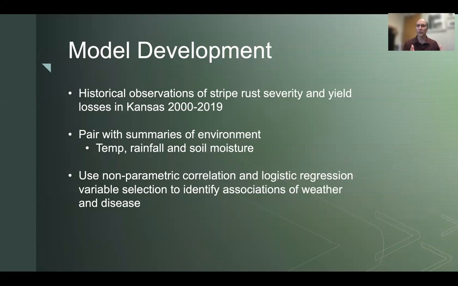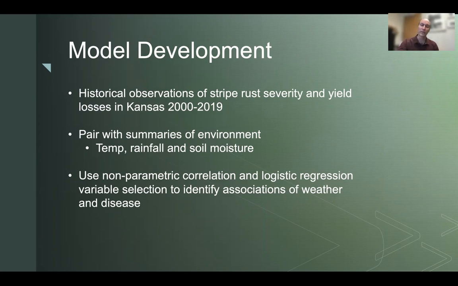Here, we're going to use some of those historical observations of epidemics, whether it's a major disease year or a low disease year. We're going to code that ultimate yield loss here in Kansas as a binary variable. We're going to pair those observations of disease with different summaries of environment, whether it's temperature or rainfall, or some particular measures of soil moisture that were originally developed to quantify soil moisture for agriculture purposes.